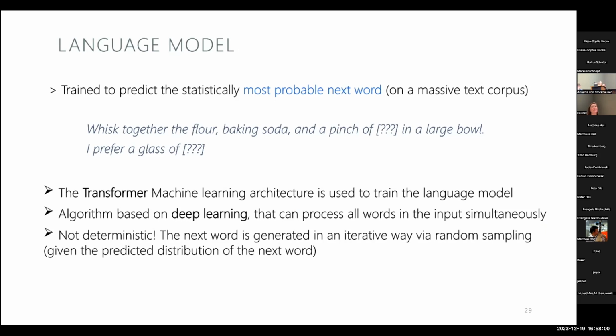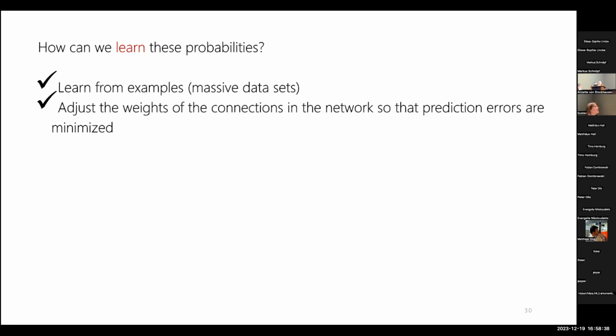So it tries to learn based on this huge set of textual data what the most probable next word is. And it's not only one word in most cases, but a variety of words that can fill this slot, but they have a certain probability. Yeah? So the architecture that is used to train these language models is the transformer machine learning architecture. You probably already heard of it. And this is based on deep learning. Yeah, and this is what is used nowadays to train these huge language models that are used in natural language processing.